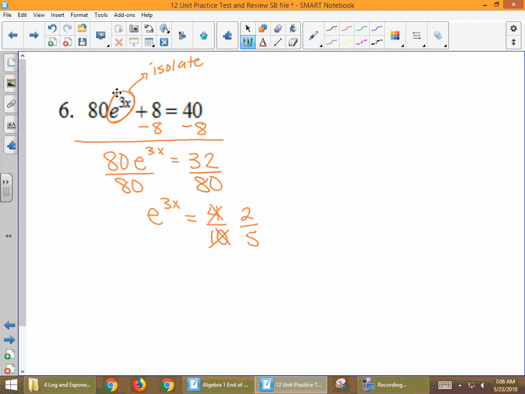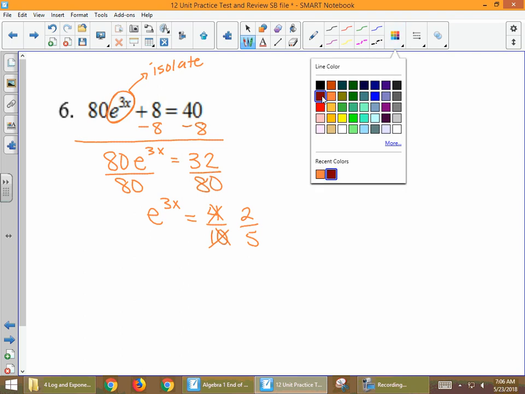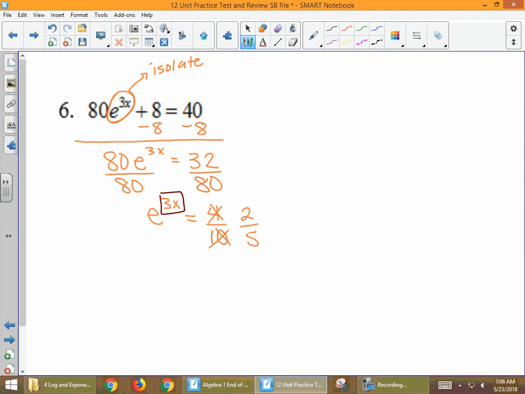Now we need to solve. Our whole game here is to solve for x. So we need to be able to pull down this exponent. And in order to pull down that exponent, we need to take the log or ln of both sides. Since we have an e in our problem, and ln of e is 1, using ln is going to be beneficial to us here. So I'm going to take the ln of both sides.